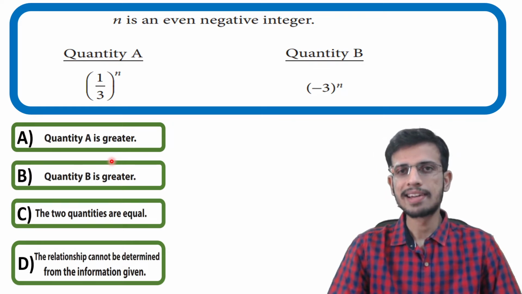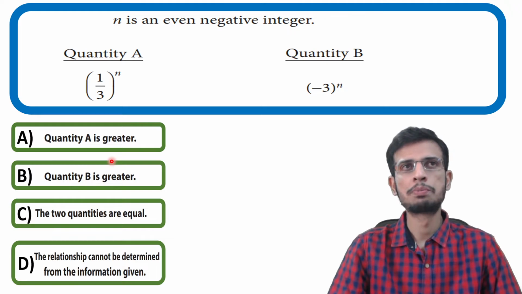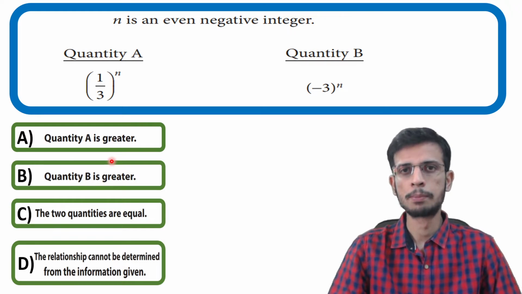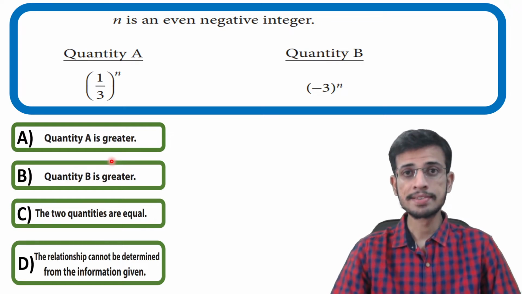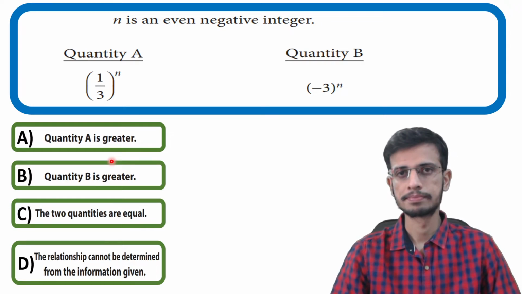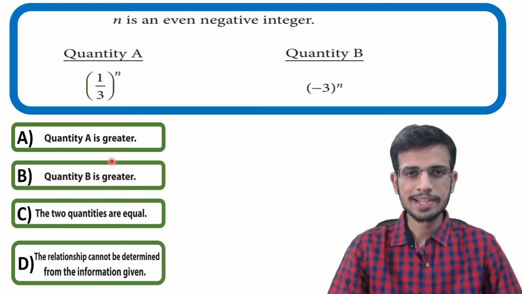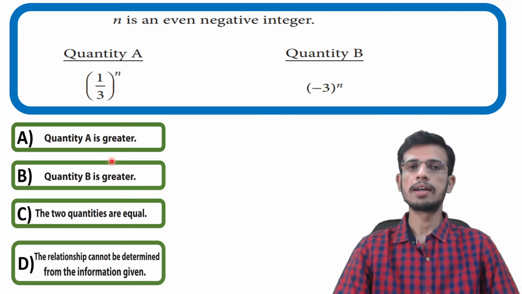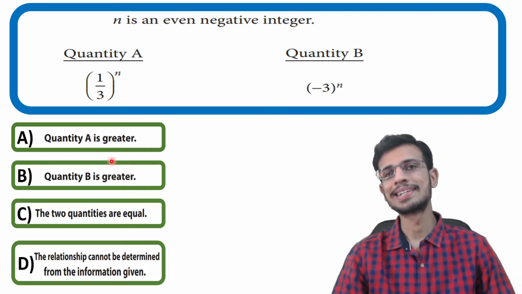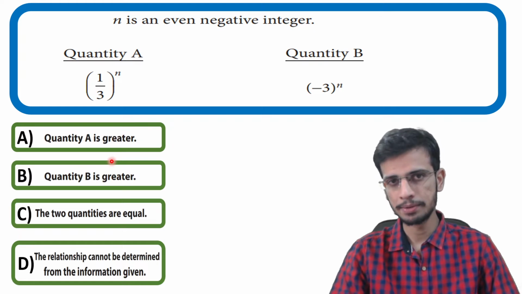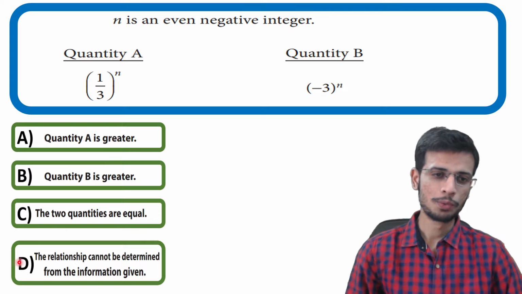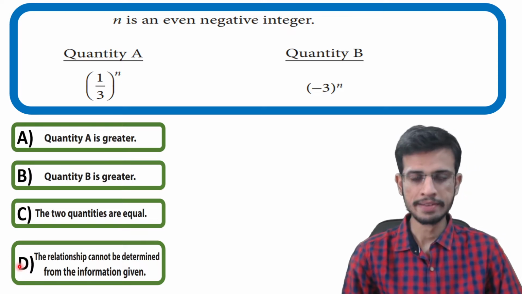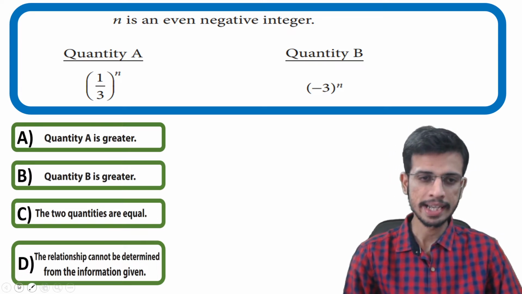Whenever you find this type of question, you can just put values of n. You can put different values of n, but we have to be careful regarding the instruction given in the question. The instruction is that n should be an even negative integer. It is negative as well as even. So we can put different values of n and compare quantity A and quantity B.